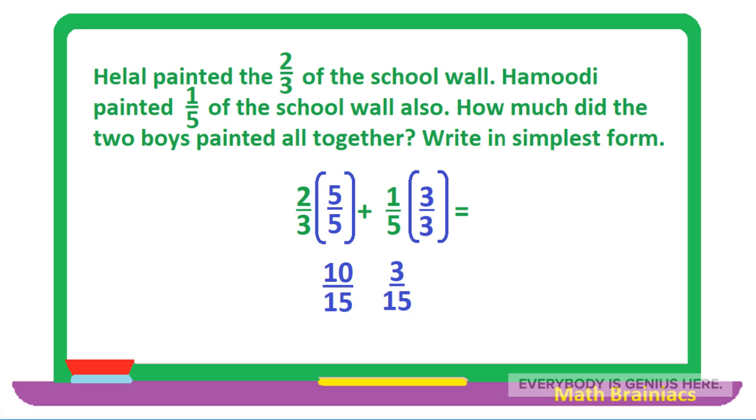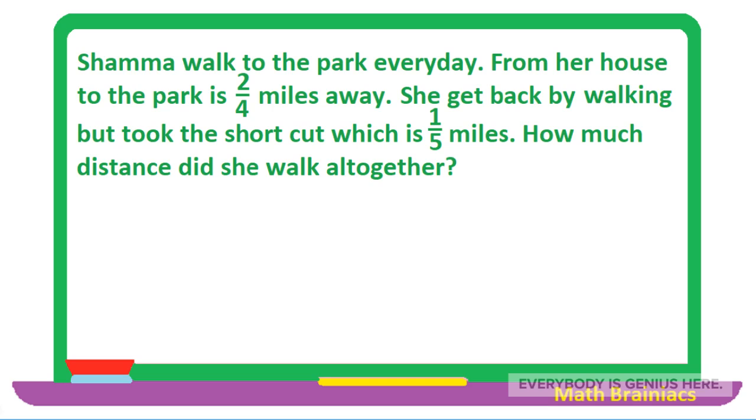Next, we can add it. 10 over 15 plus 3 over 15 will give us 13 over 15. It is easy, right? Let us work on another example so that you can hit it off.